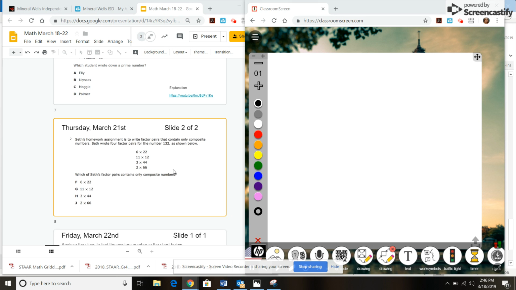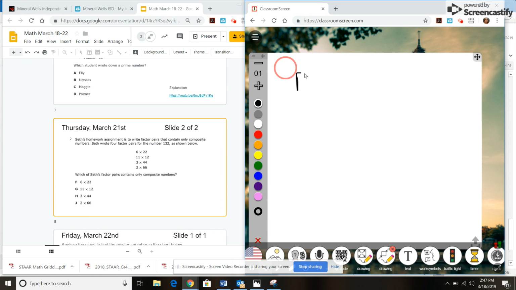be 132. So the first thing that you would check is you would multiply these numbers to make sure they do equal 132. The next thing is that if we know that they are prime, we could mark an answer choice off. So I know that 2 is the only even prime number. So I would actually mark off J.